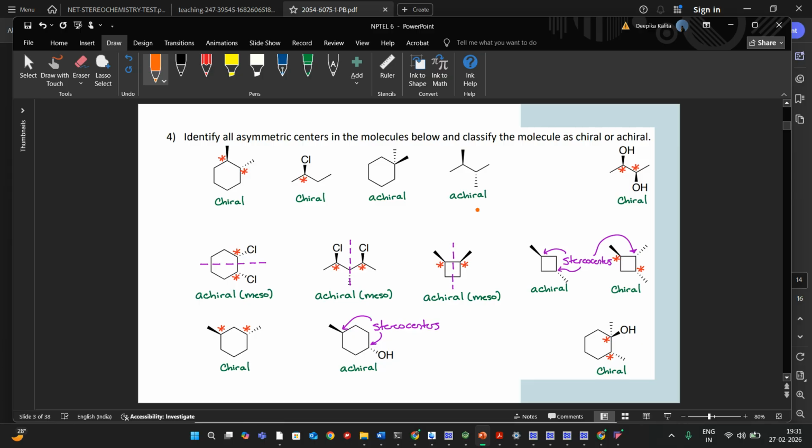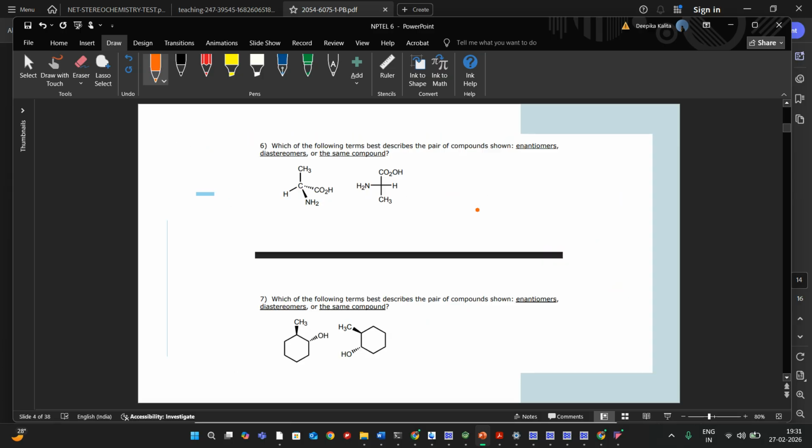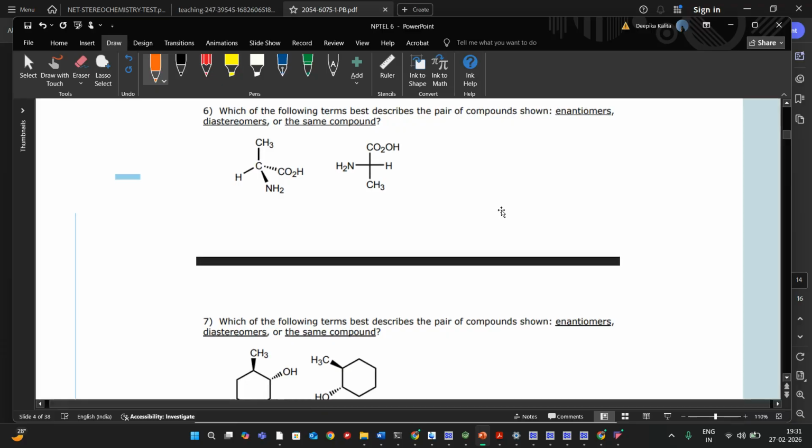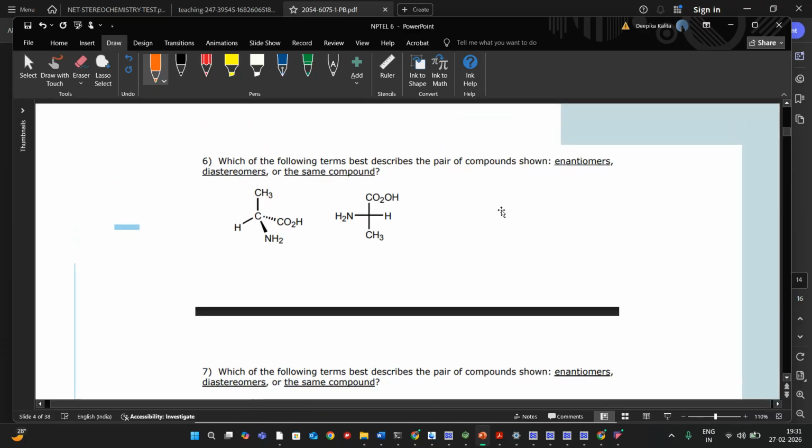So I hope it is easier for you now to identify the asymmetric carbons and chiral versus achiral molecules. Next, let us move to a few more questions from the same topic. Which of the following terms best describes the pair of compounds shown: enantiomers, diastereomers, or the same compound?